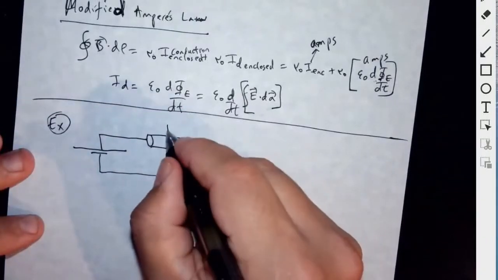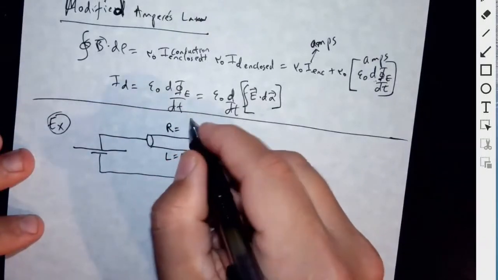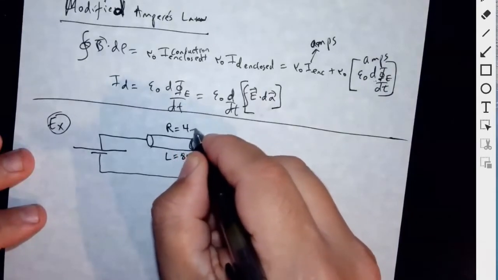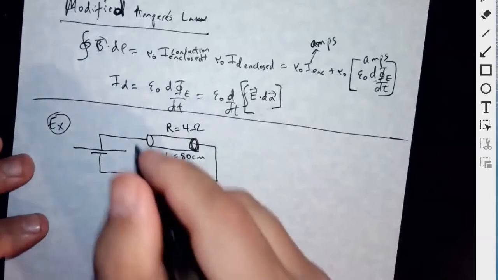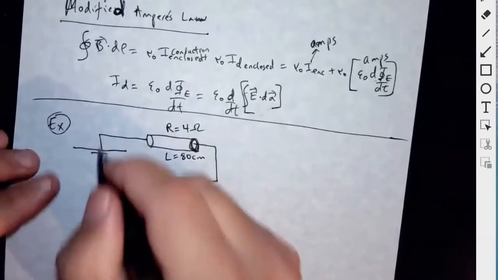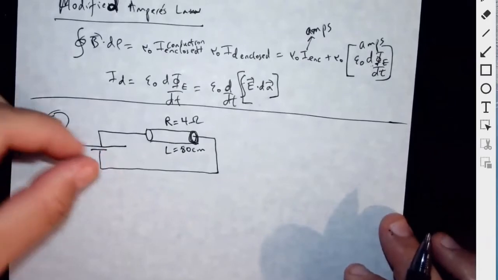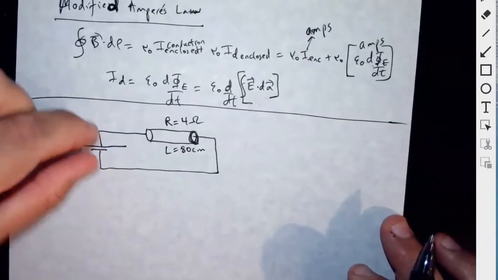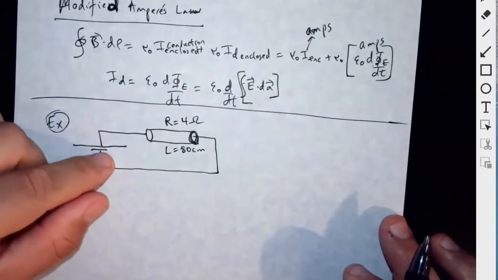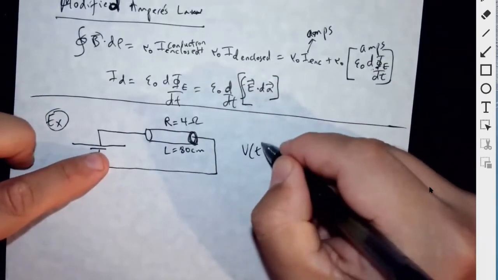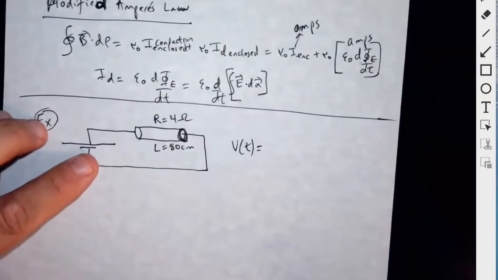Let's say the resistance of the wire was 4 ohms. And let's say the voltage of the battery, you're somehow playing with the voltage of the battery and changing it in some weird way. So let's say the voltage of the battery was some weird equation.